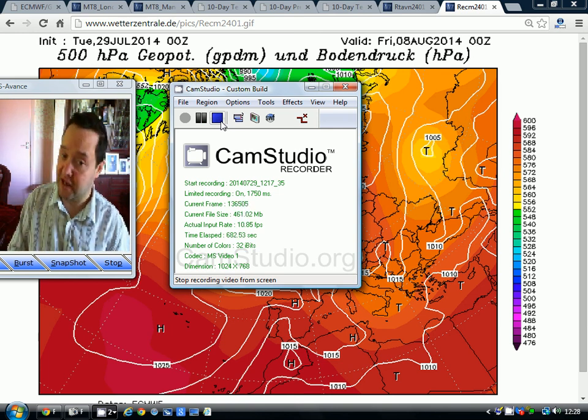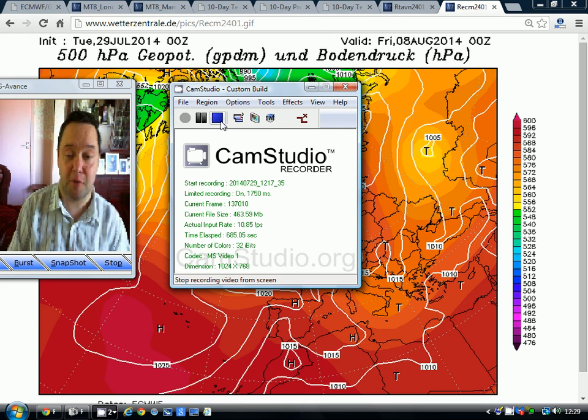That's it for now. It's a 5-day forecast tomorrow. It will be a more unsettled weekend, so we'll be dealing with that in the 5-day forecast tomorrow. Come back to that. That's all for now.